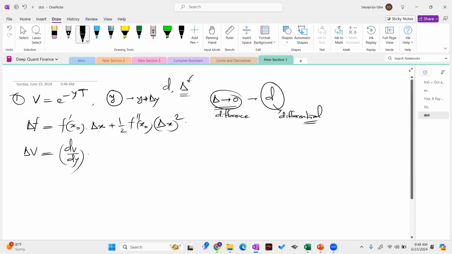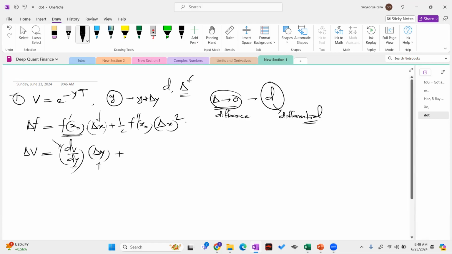times delta y. Please note the difference. We have dv by dy here because we are actually calculating the derivative. It is the derivative, it is not delta. This term, which is the slope, is the derivative, multiplied by how much the input is changing. So here the yield is changing by delta y. This is a generic change. It's small, doesn't have to be infinitesimal though.